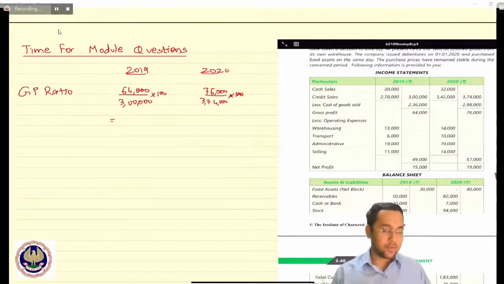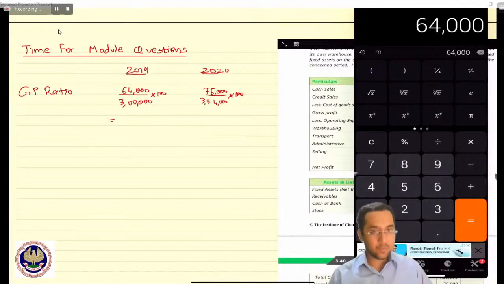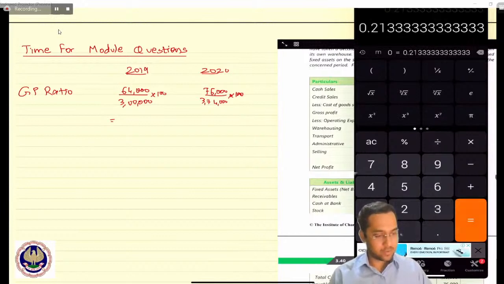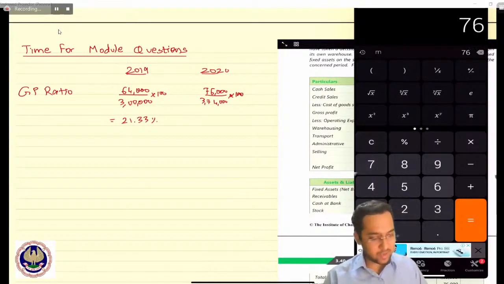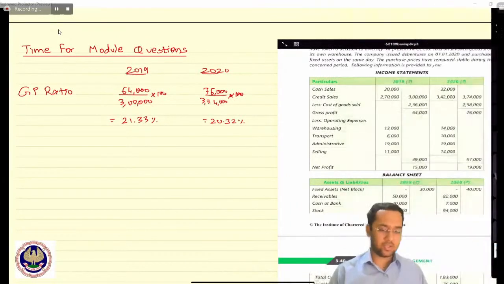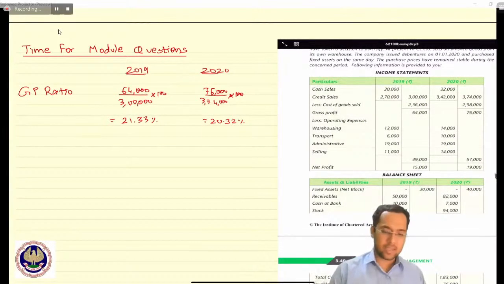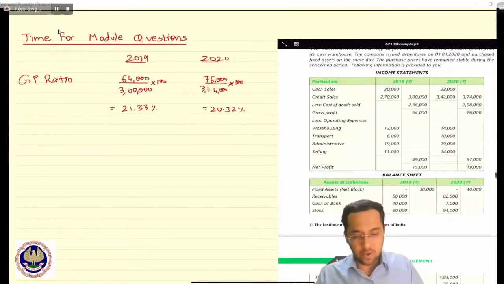Okay, so if you calculate it, you can simply get the answer as 64,000 divided by 3 lakh into 100. That is 21.33%. Whereas for 2020, it will be 76,000 divided by 3,74,000 into 100, which is 20.32%. It's just the initial question. I just calculated it. Rest all numbers, I'll be just putting the numbers. Calculations, I presume that you guys can do because you can do it simply on calculator.